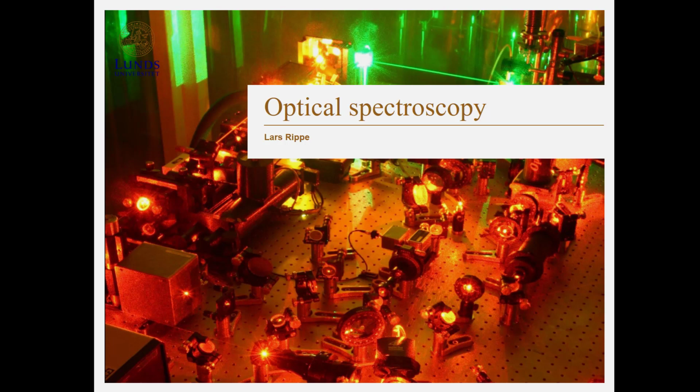My name is Lars Rippe, and I think most of you met me when we were presenting the projects, and I was presenting Project D, which is about mid-infrared spectroscopy to detect low levels of substances in the atmosphere. Okay, so let's get started.